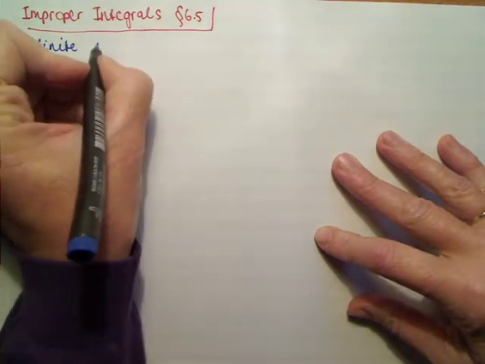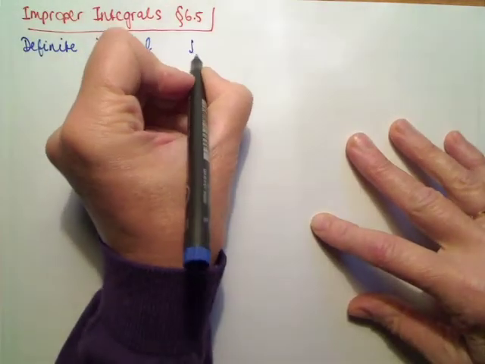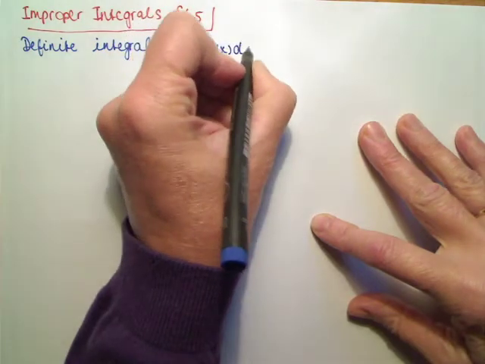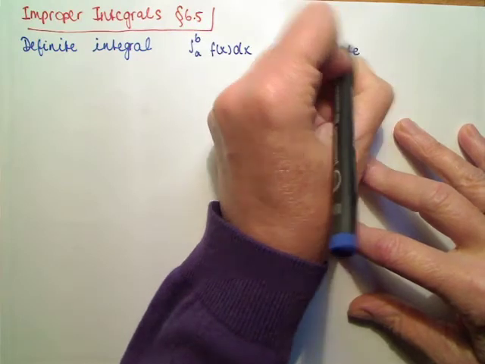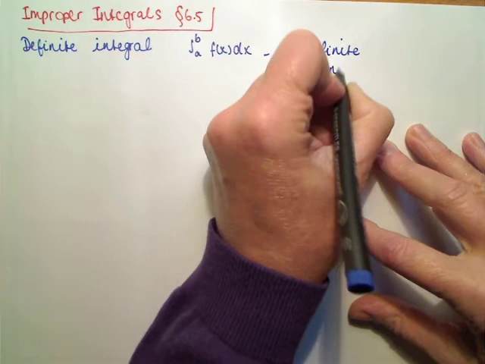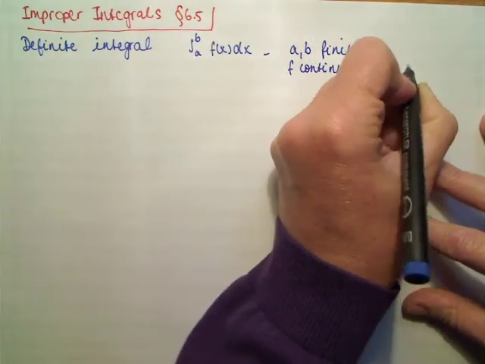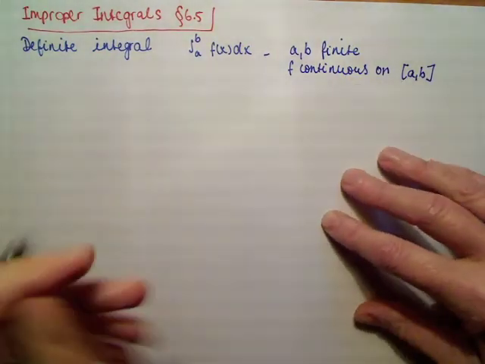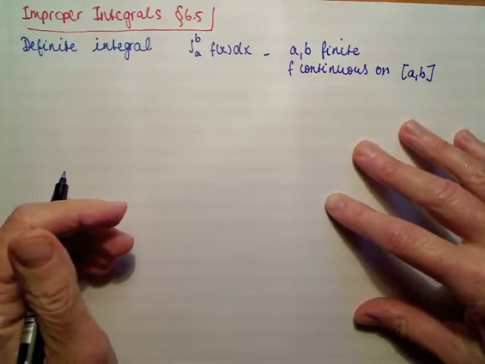Now, what was a definite integral? It's the integral of a continuous function f over a finite interval from a to b. And in this case, this definite integral exists. And we compute it by computing the primitive, evaluating the value of the primitive at the points a and b, and subtracting the value at a from the value at b.